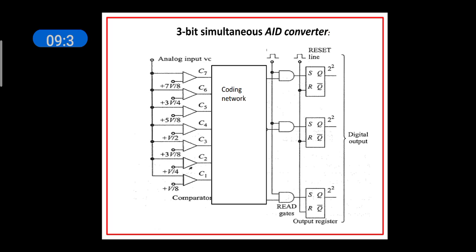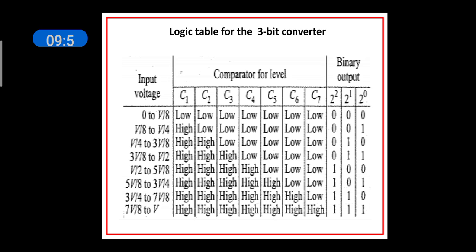Like this, we have to compare the analog input voltages for all values below plus V by 8 and above plus 7V by 8 and write the truth table connecting the comparator outputs. Here the input voltage levels are given and corresponding outputs are represented as C1, C2, C3, C4, C5, C6, C7. Here again low stands for 0 state and high stands for 1 state.